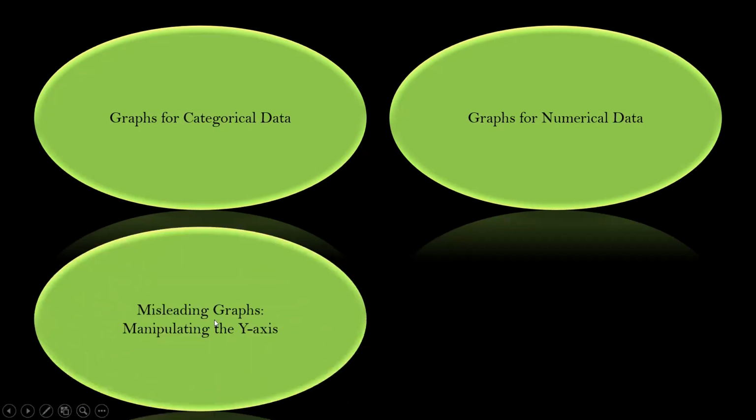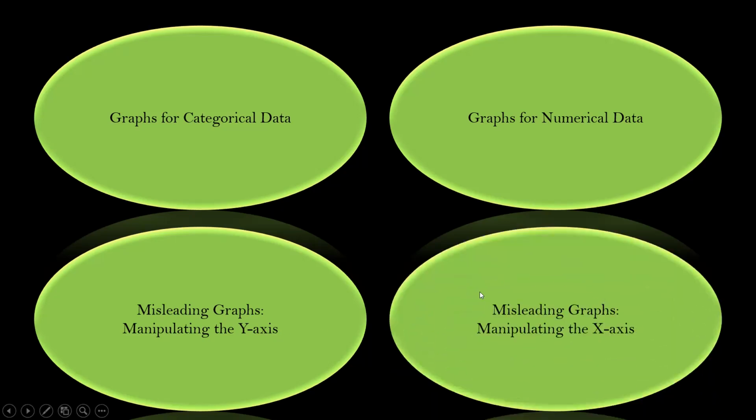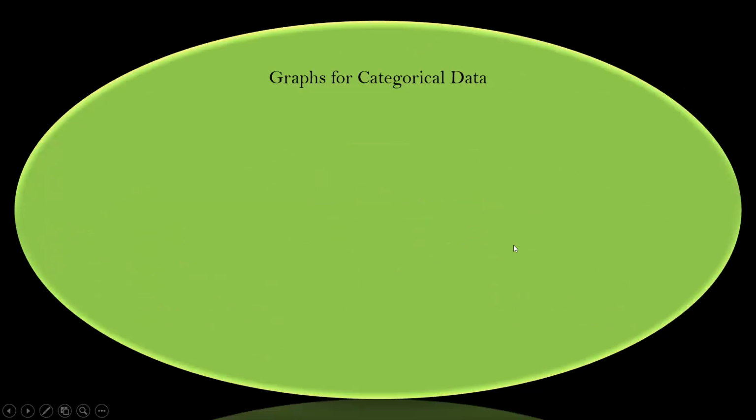Then we'll talk about some misleading graphs, specifically how you can mislead the reader without actually lying by manipulating certain things on the y-axis, sometimes called the ordinate, and how we can mislead the reader by manipulating certain aspects of the abscissa, sometimes called the x-axis. And then, as always, we'll do a few practice questions.